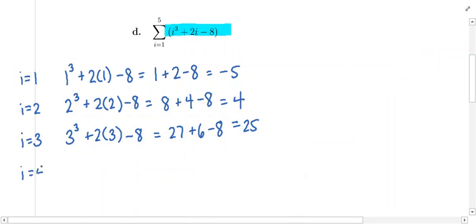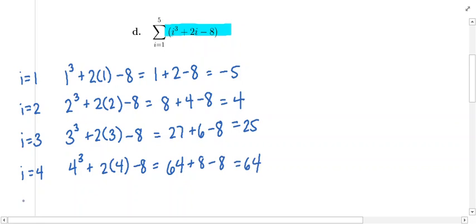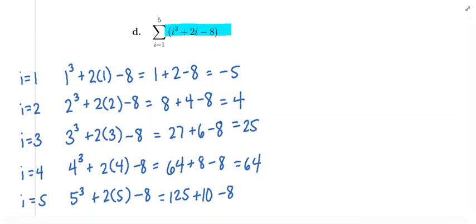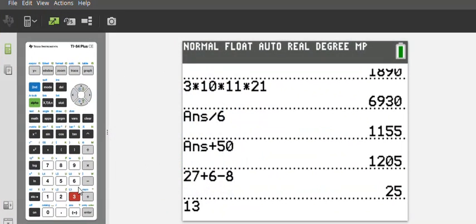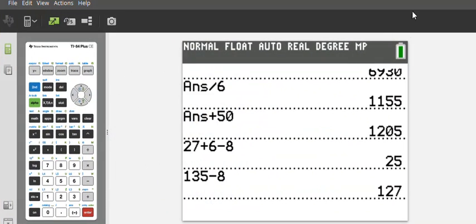All right, a couple more terms here. If i is 4, we're going to get 4 cubed plus 2 times 4 minus 8. So this is going to be 64 plus 8 minus 8. That's 64. Last term, i equals 5. That's going to be 5 cubed plus 2 times 5 minus 8. That's 125 plus 10, which is 135, minus 8. That's going to be 127.